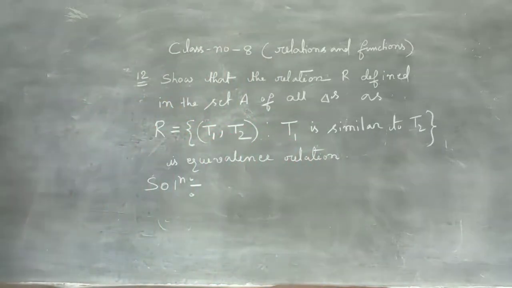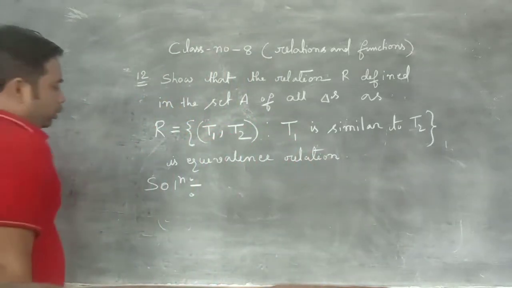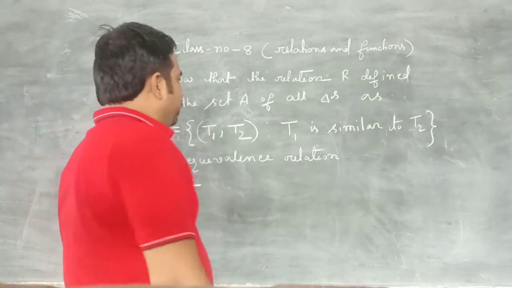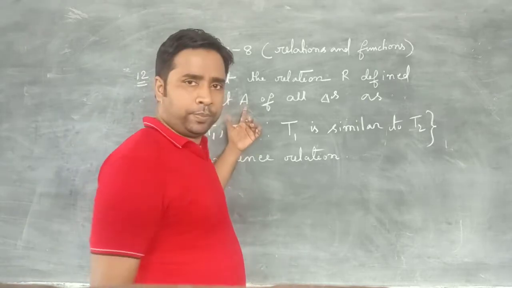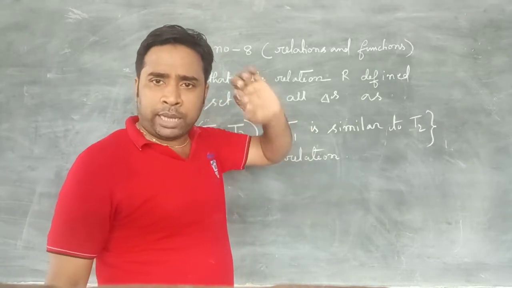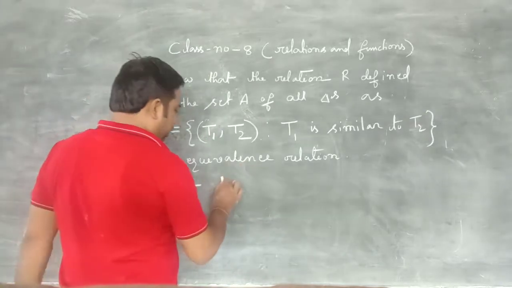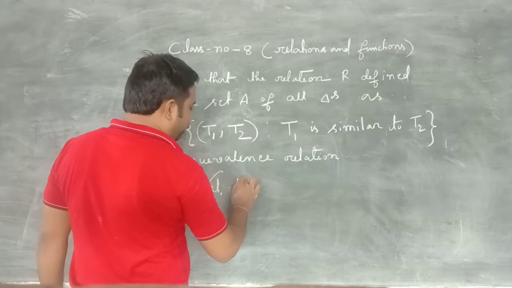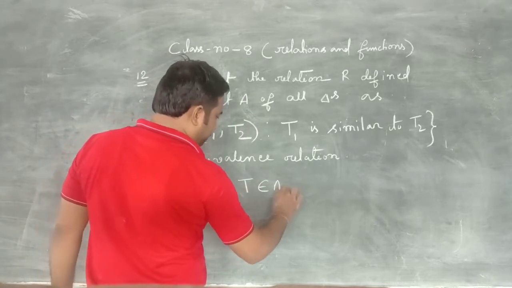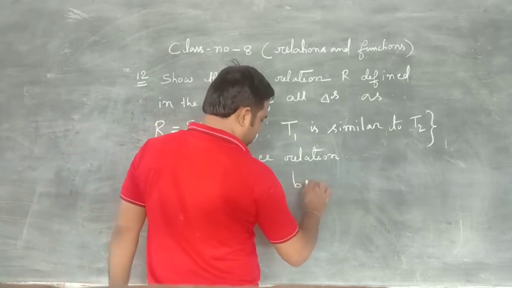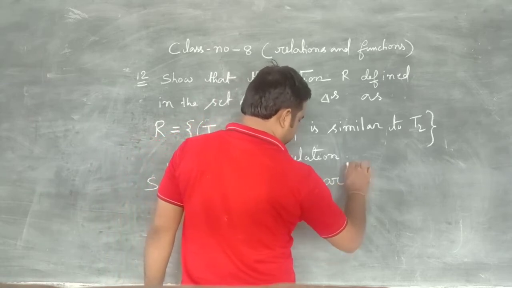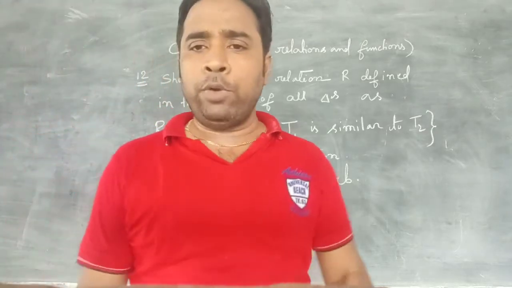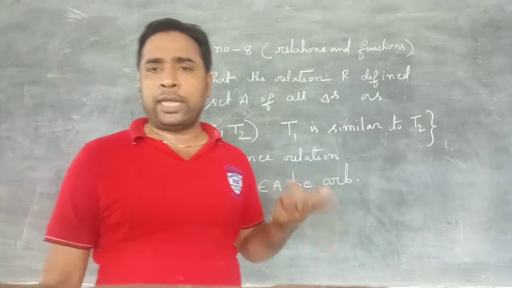Okay, so let us start with something very simple. You can do it by yourself also. Since we have to prove that the relation is reflexive, a particular element will be considered from the set A, and we shall prove that the pair belongs to the relation. So let T belong to A, arbitrary. That means it is arbitrary. Now we have to prove that the pair belongs to the relation R.